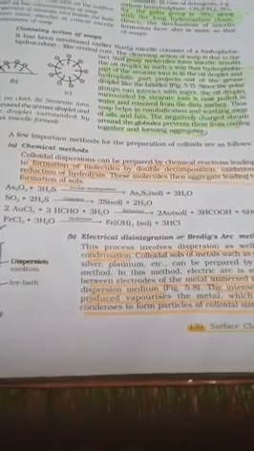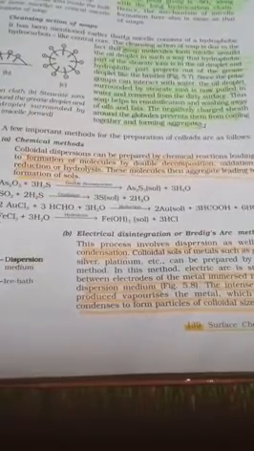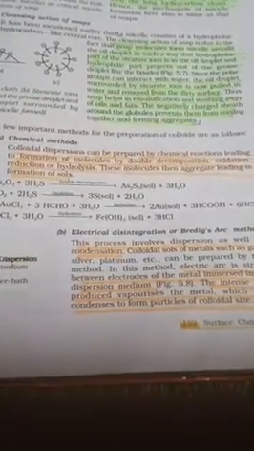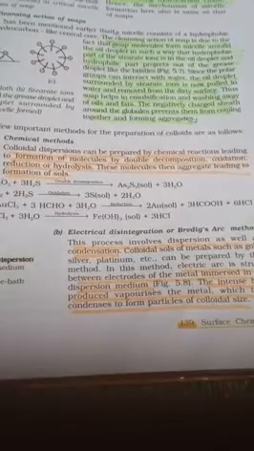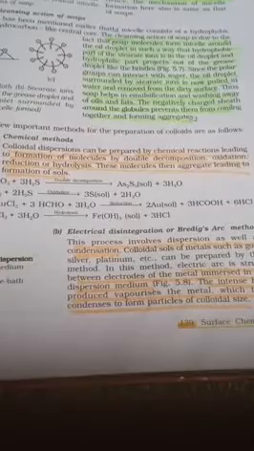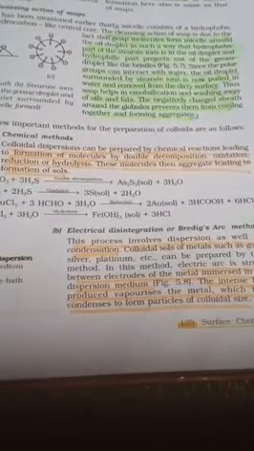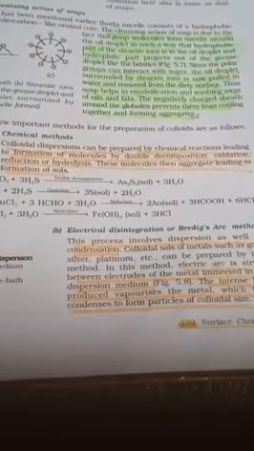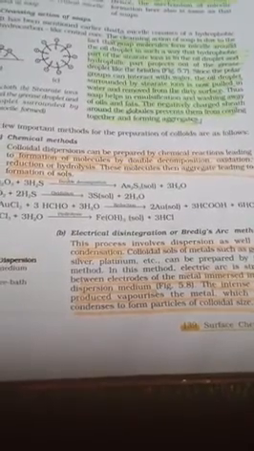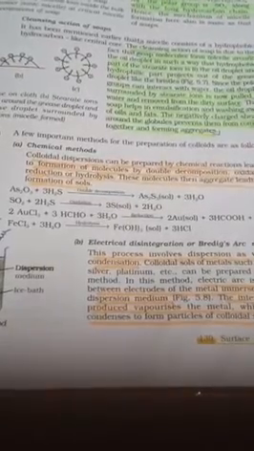In this video, we will see about the preparation of colloids. First method, that is chemical method. Colloidal dispersions can be prepared by chemical reaction leading to the formation of molecules by double decomposition, oxidation or reduction or hydrolysis. The molecules then aggregate leading to the formation of sol. Let us see one example.